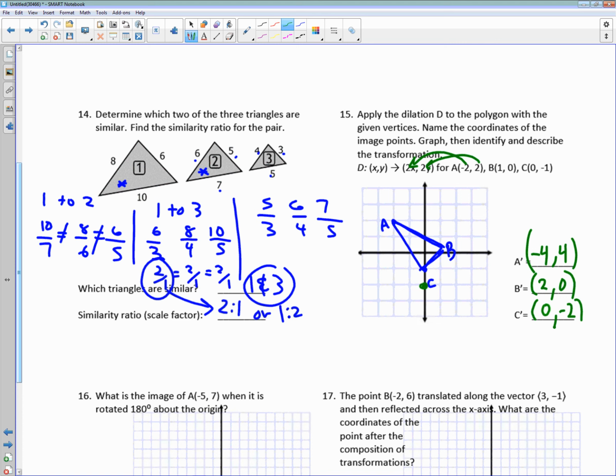C is at 0, negative 2. B is at 2, 0. B prime, that is. C prime. And A prime would be negative 4, 4. Connect the dots. So we see an enlargement with a scale of 2.